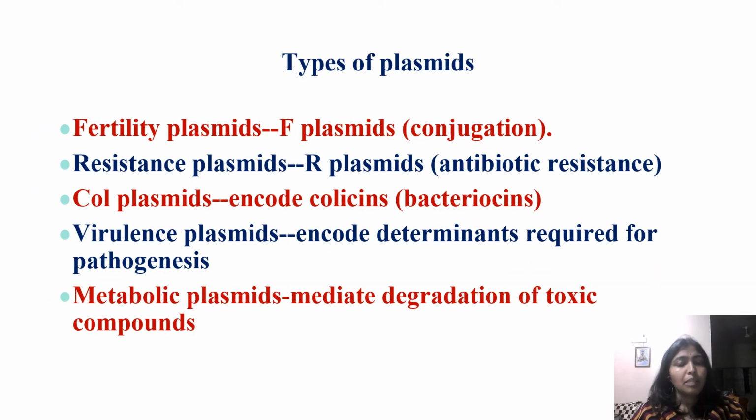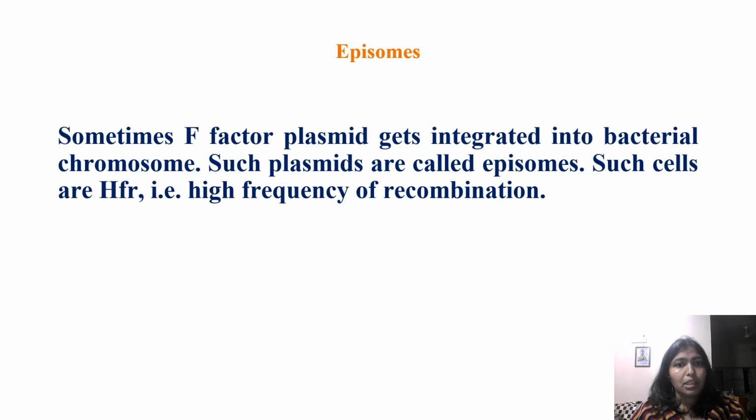So these are the types of plasmids: fertility plasmid, that is F plasmid, for conjugation; resistance plasmid, called R plasmid, that is antibiotic resistant, that's why it's called R; Col plasmid, which encodes colicins, that is bacteriocin; virulence plasmid, which encodes determinants required for pathogens; and metabolic plasmid, which mediates degradation of toxic compounds. So these are the different types of plasmid.